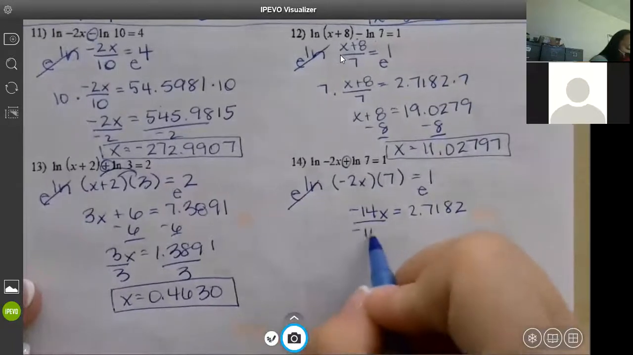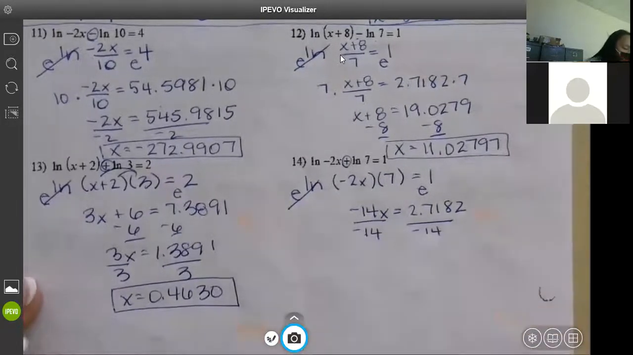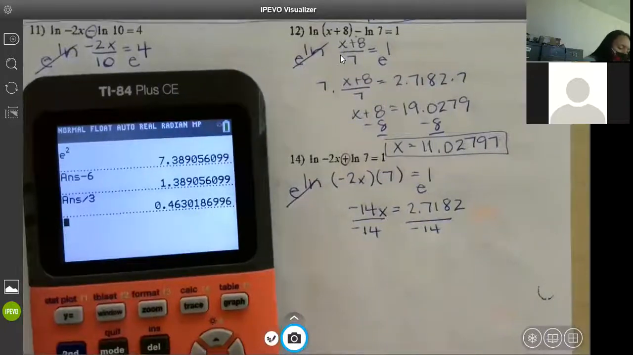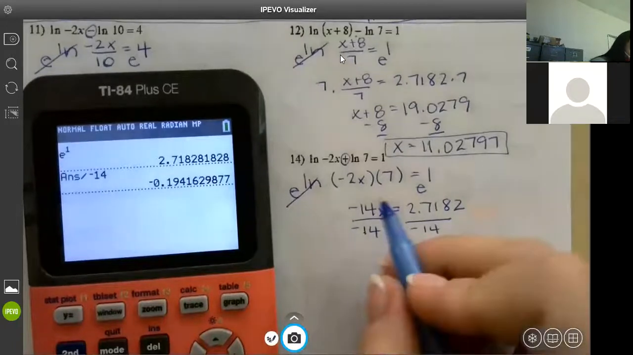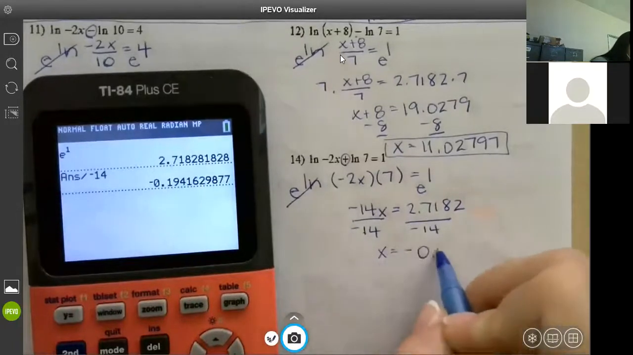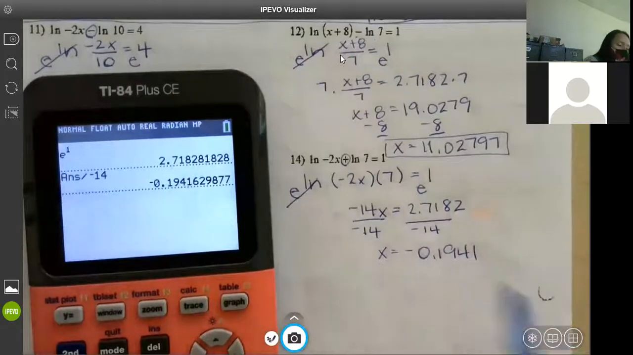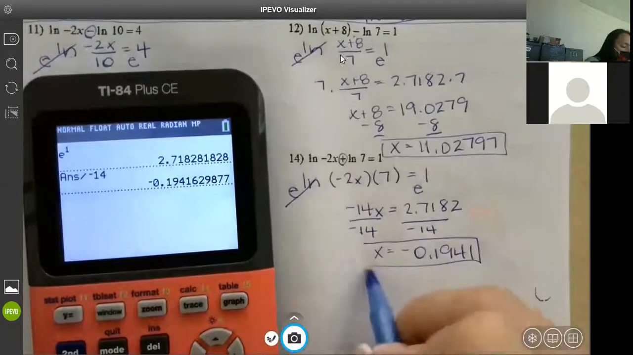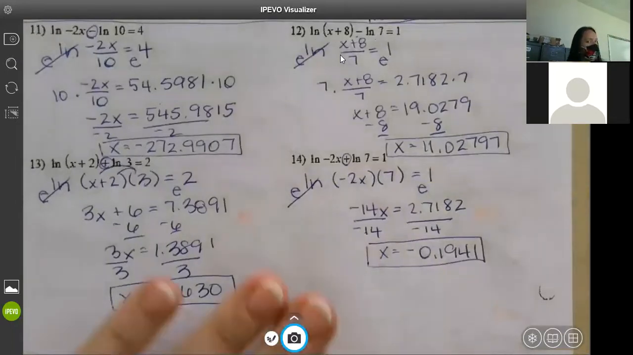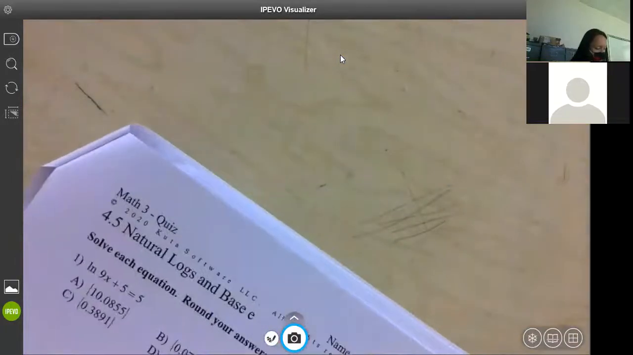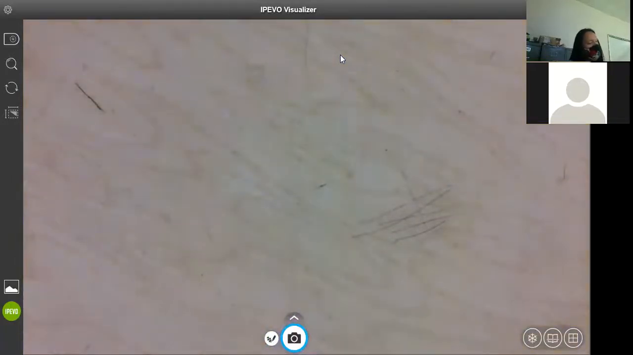And then we're going to divide by negative 14. x equals negative 0.1941. If we plug it in here, a negative times a negative makes a positive. It doesn't matter what the number is. As long as it's positive, it's going to work. Okay. Any questions? Pretty simple, not too bad. Let me look and see if there's anything weird.